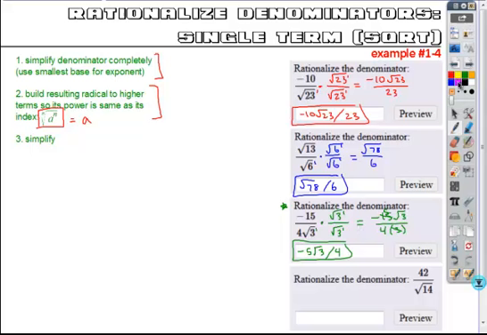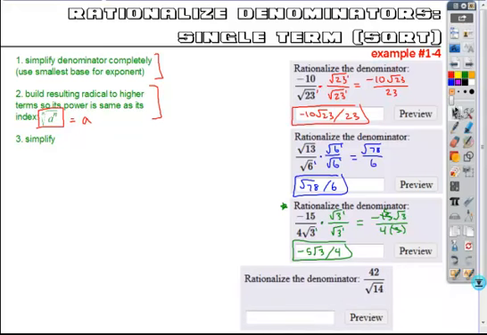Okay, the final example. When I'm working through this, root 14, there are no perfect square factors I can remove, so when I rationalize, I'm going to use the same radical, square root, same base 14, and the same idea. I have one 14 to start with. I need one more in order to build up the power to equal the index. And so I wind up with 42 root 14 all over 14. That would be my solution.